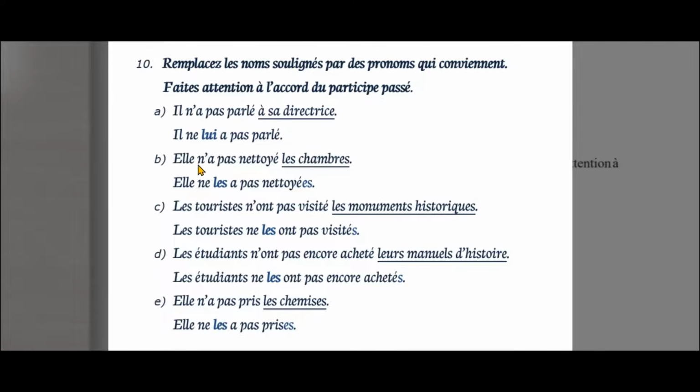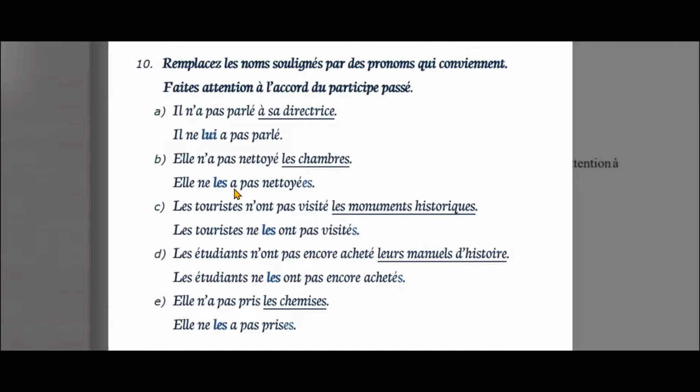All right. So the second sentence says, she did not clean the rooms. Now here, we don't have any preposition. So directly you can make use of the direct object pronoun. So here it says she did not clean the rooms. So you're going to say she did not clean them. And remember, when it is in passé composé, the pronoun is placed before the auxiliary verb here.